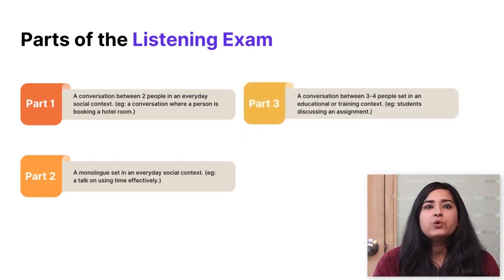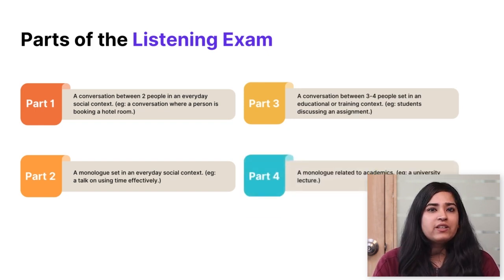For part 3, you will hear a conversation between 3 or more people about something to do with college or university. And last but not least, part 4, which is said to be the most difficult part, where you will hear 1 person speaking about a topic related to academics.